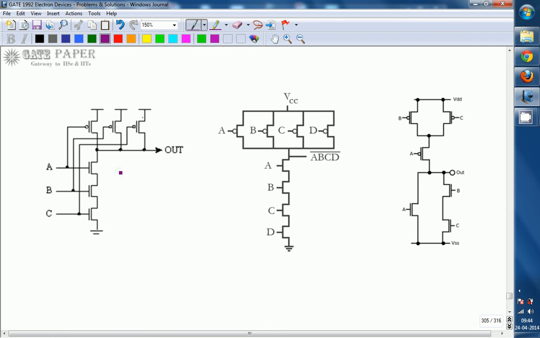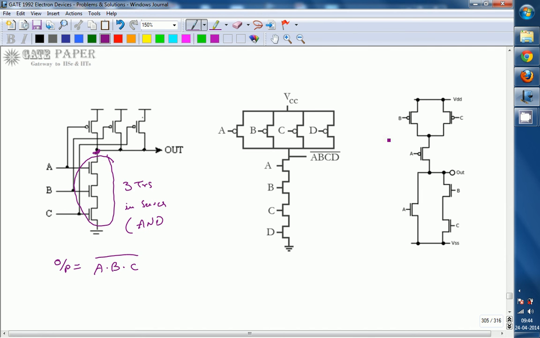Now identify the pull down network. The pull down network lies between the output node and ground. This is the output node and this is ground, so this is the pull down network. For this pull down network there are three transistors in series. Whenever they are in series, the operation performed is AND. So the output can be written as AND operation between the inputs applied for those transistors, ABC, with a complementary function.